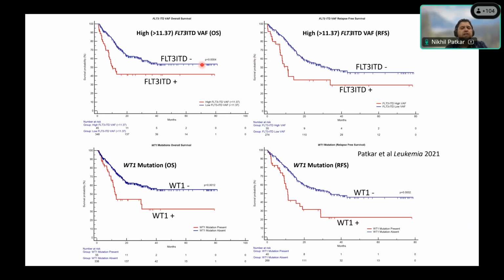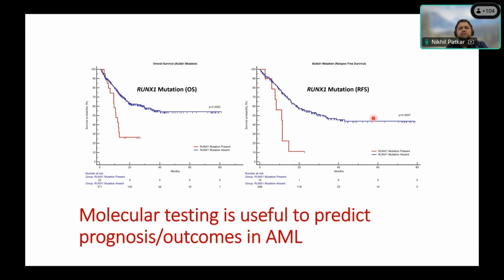For example, FLT3 ITDs and WT1 mutations were associated with much inferior outcomes. Also, RUNX1. So this is an example to show how molecular testing is useful to predict prognosis or outcomes in AML. Molecular testing is also useful in deciding the treatment of disease.